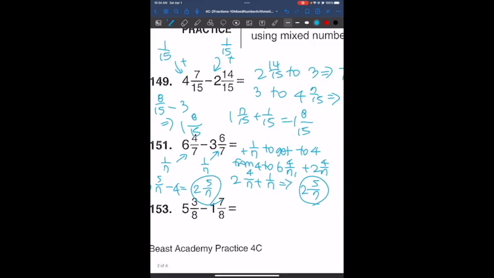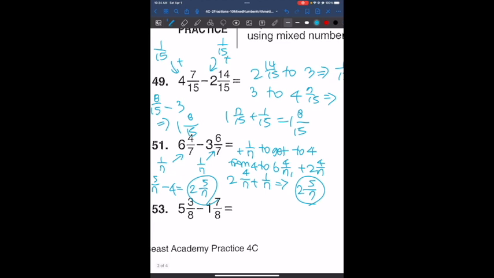For problem 153, to get to 2, we need to add 1/8 to 1 and 7/8. And then to get to 5 and 3/8 from 2, we need to add 3 and 3/8. So that's going to be 3 and 4/8, so it's going to be 3 and 1/2.